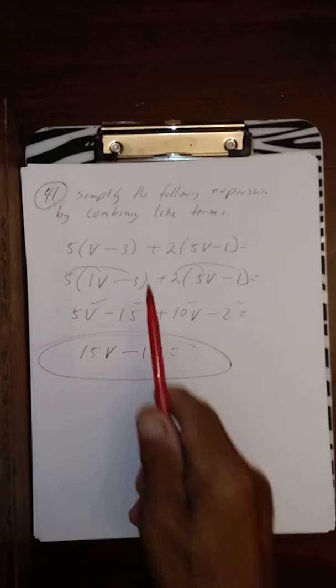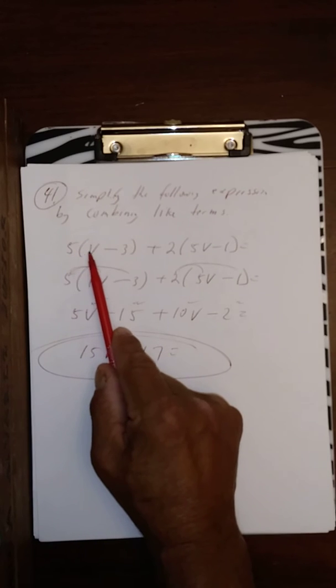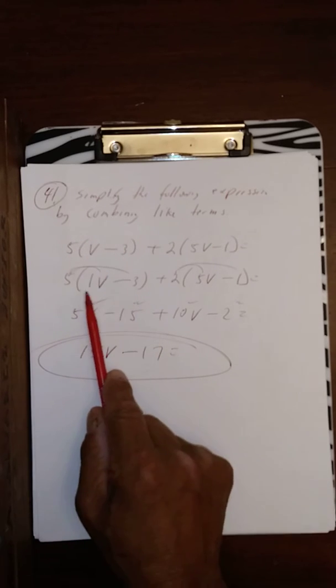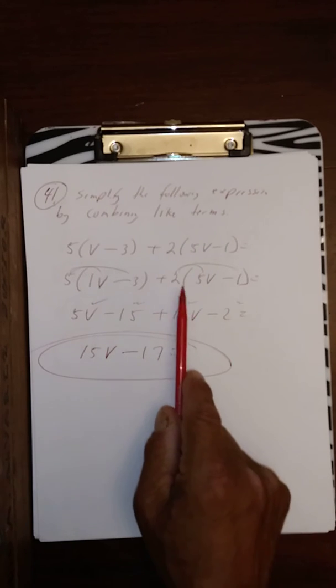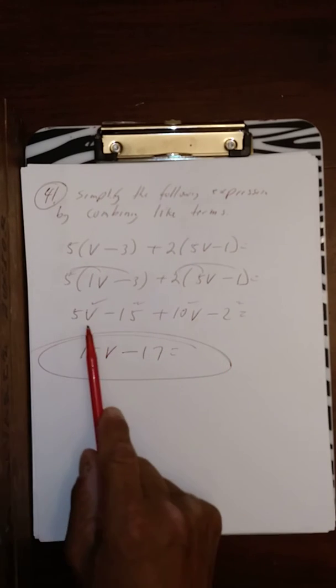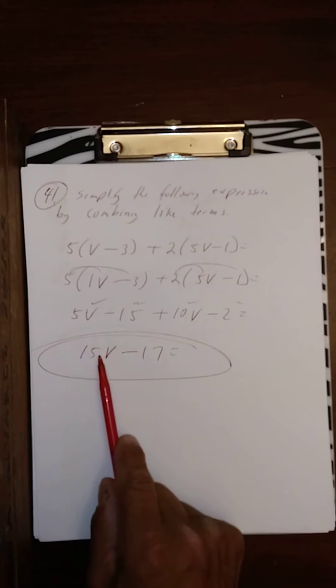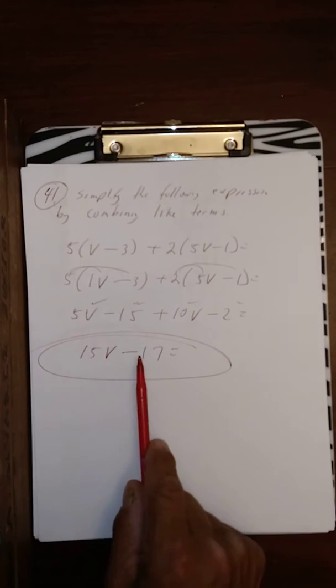We have 5 times v, 5 times minus 3. It's going to be 5v minus 15. 2 times that is 10. 2 times that is minus 2. 5, 10, 15. This one and this one is negative 17.